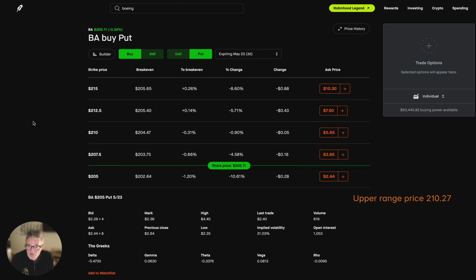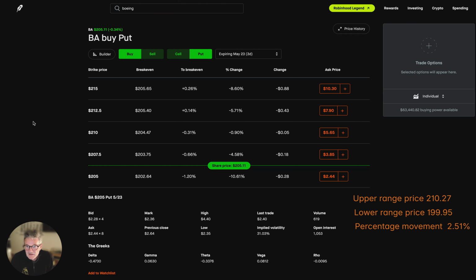We take the current Boeing price again, 205.11, and the combined midpoint value, 5.16, and subtract that to get the lower range price of 199.95. We can use this information when placing a put credit spread so we remain outside the projected range of movement.